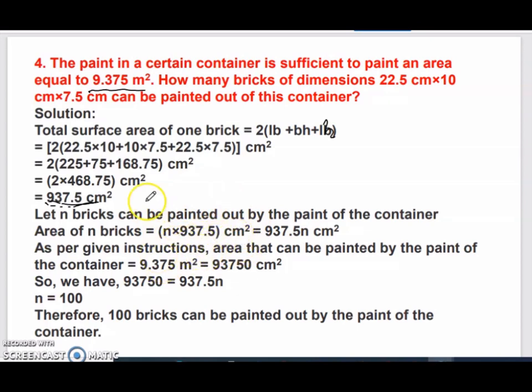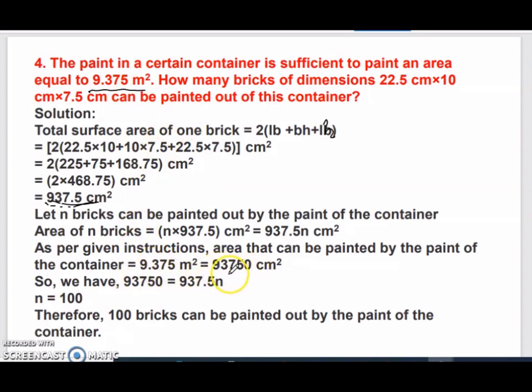Now since this is in meter square, we need to convert this into centimeter square. Then only we can compare with this, because the area of the bricks is coming in centimeter square. So for converting to centimeter, you multiply meter to centimeter. To convert, you multiply with 100. So this will be 100 into 100.